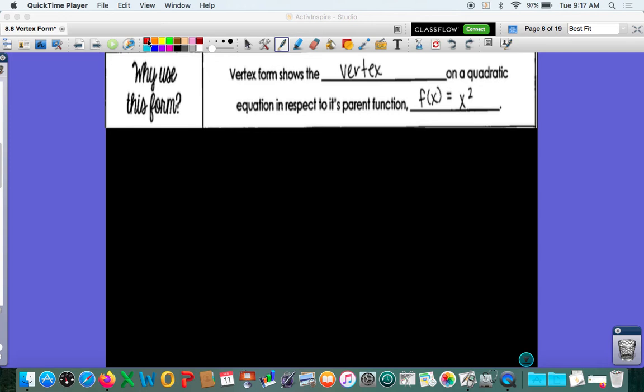What is the parent function? Well, the parent function is the simplest form of the function. Okay, we'll talk about that more later. But for our lesson today, and especially for tomorrow, you have to know your parent function: your vertex is at your origin, and it opens up. So it's going to look something sort of like this. Okay? Not exact, but something resembling that. Starting at the origin and opening up.